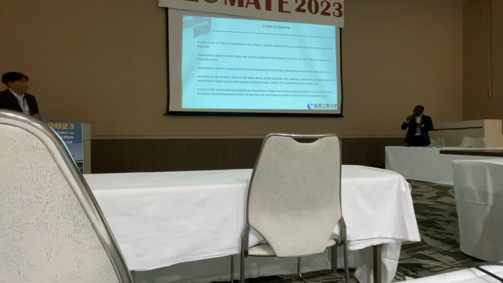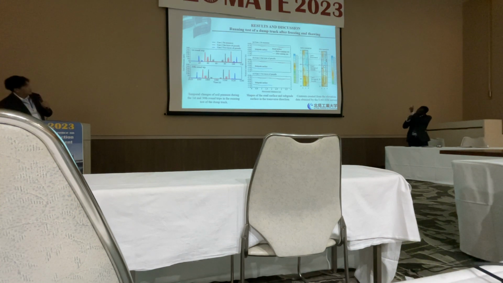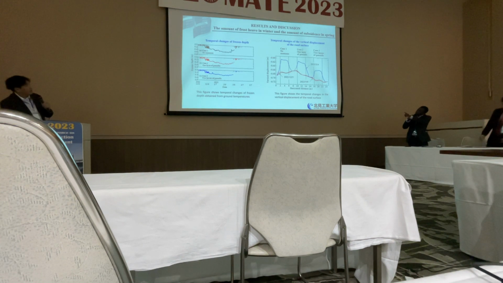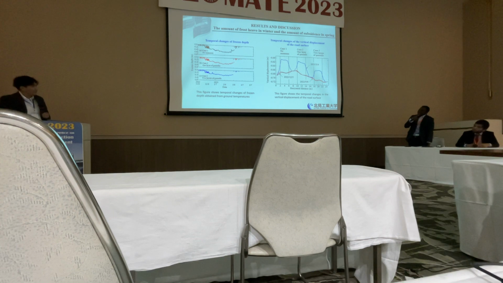A question for me. How can you explain what is the mechanism that the geocell can decrease frozen depth? Can you go back? Yeah, this, the left hand side. What is the mechanism that the geocell can reduce the depth of the frozen soil? Do you know this mechanism? Because from this left figure, you have the depth reduced when you have the geocell, right? Is it right? From this figure.